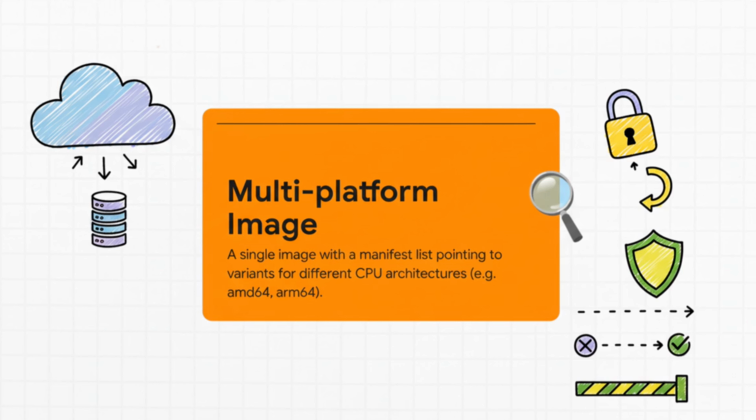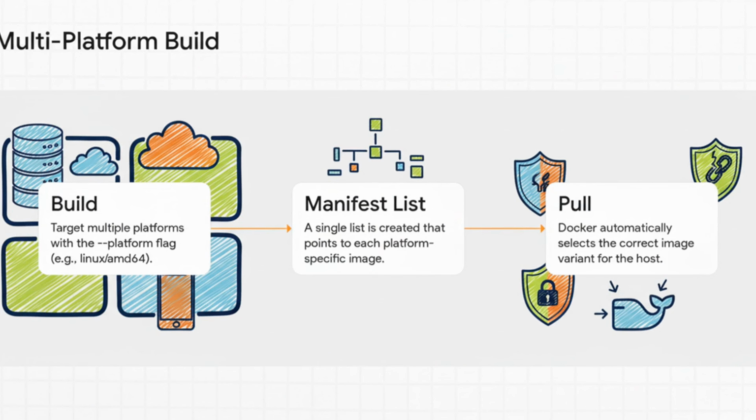For that hardware problem, the answer is the multi-platform image. The easiest way to think about it is like a single, really smart container image. Instead of building one version for Intel chips and another for ARM chips, you build one image that has a kind of table of contents inside, a manifest list that points to the right version for whatever computer it ends up on. And the way this works is it's really elegant.